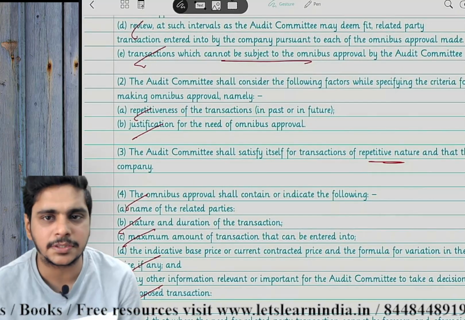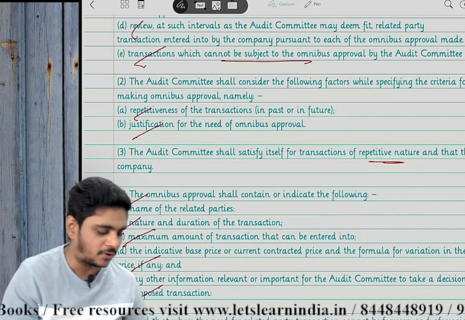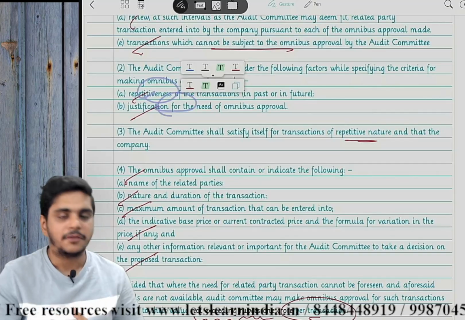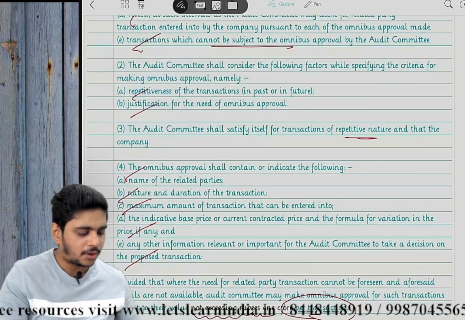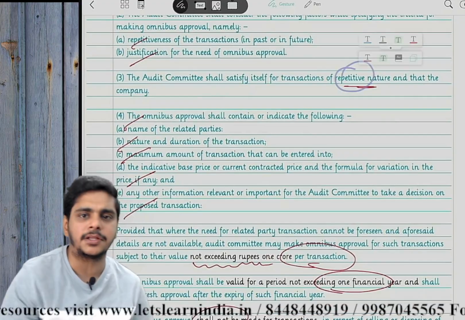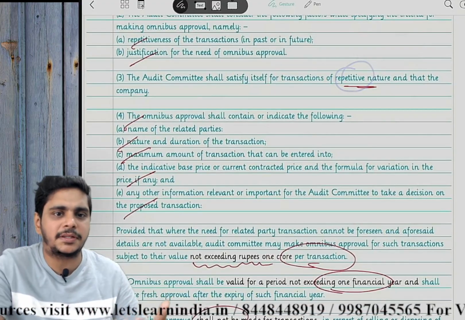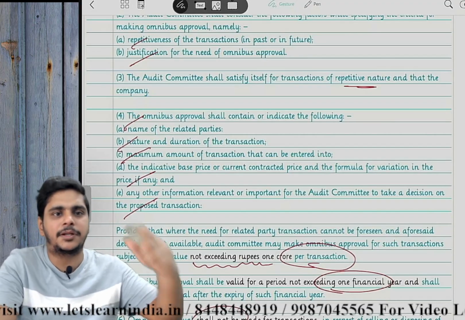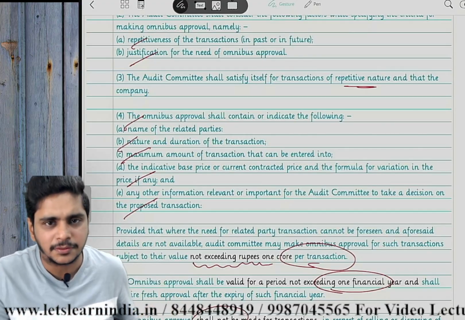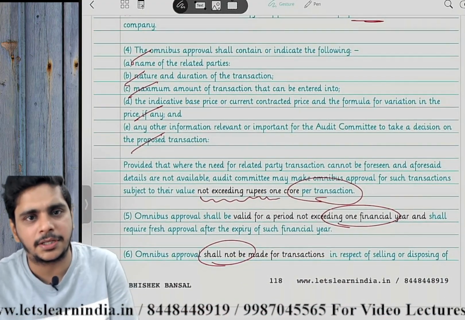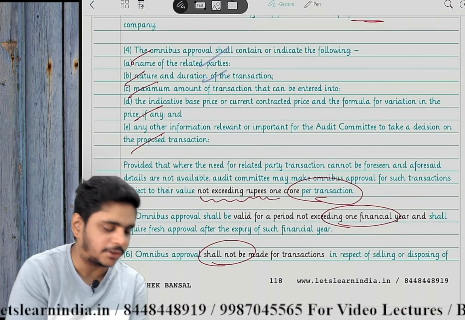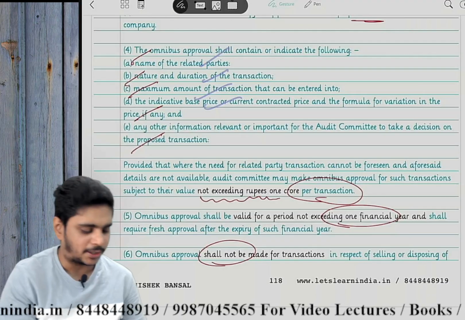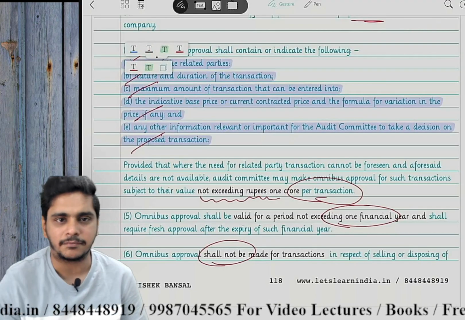Then the audit committee shall consider the following factors while specifying the criteria for making omnibus approval: the repetitiveness of the transaction, and the justification or need for the omnibus approval. The audit committee shall satisfy itself for transactions of repetitive nature. See, in a year 365 days are there. Every time you want to buy raw materials from a related party, rather than going and taking approval again, it's better you take omnibus approval. That's the repetitive nature. Now, the omnibus approval shall contain the following: the name of the related party, the nature and duration of the transaction, the max amount of the transaction, indicative base price, or any other information. This can be a question in the exam.